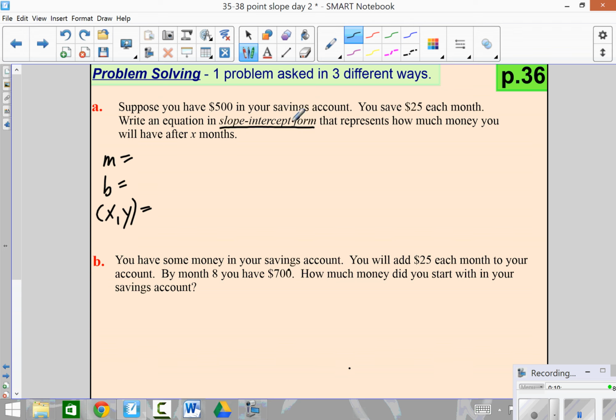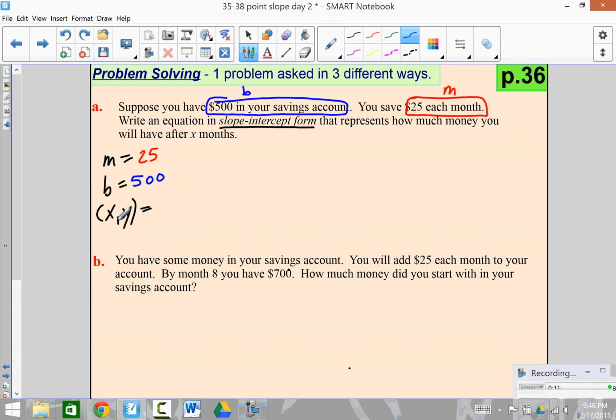First question that asks is this: do we know the rate at which you're saving? Is there a rate given? Well, it says you're saving $25 each month. That sounds like a rate to me. That most likely is your m. That's your slope. So I know this is going to be 25. Do we know our b, which is our y-intercept, which is our beginning amount? Well, it says that suppose you already have $500 in your savings account. That is your beginning amount. So that's 500.